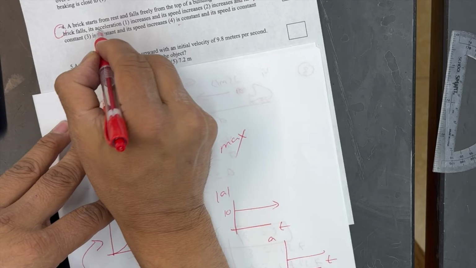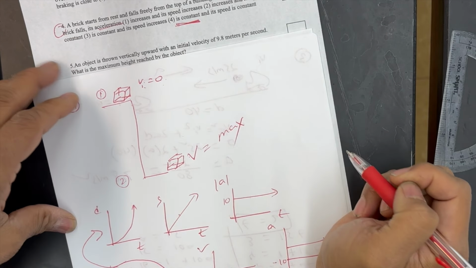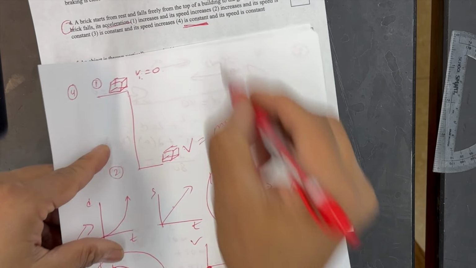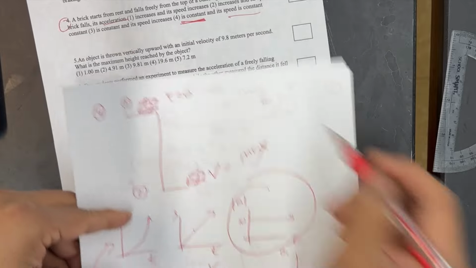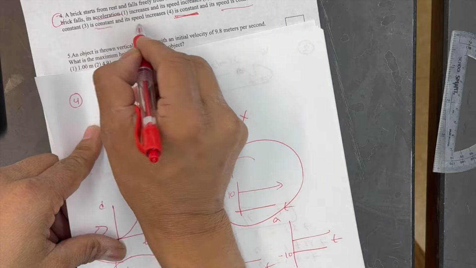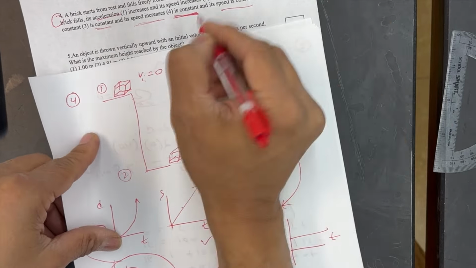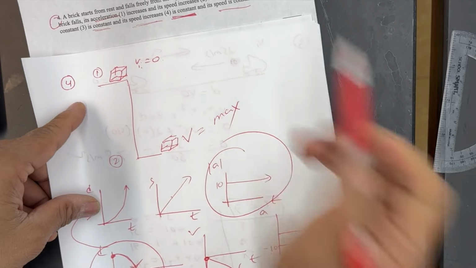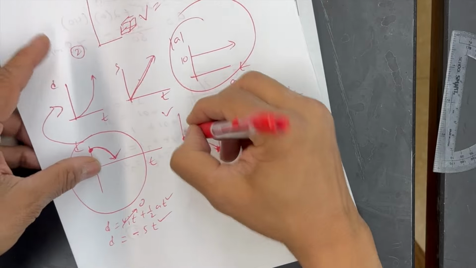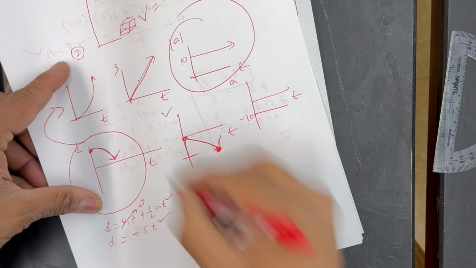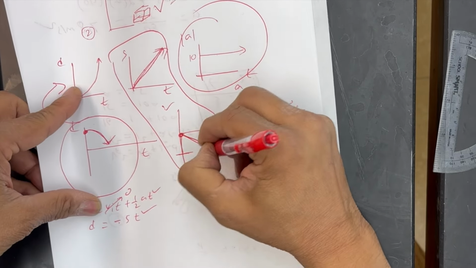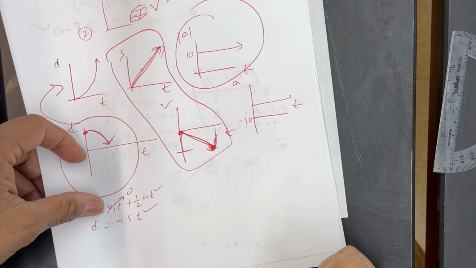The acceleration is constant. Is the acceleration constant? Yes, acceleration is constant. Speed is constant, yeah, speed. I'm sorry, the answer is 3. Acceleration is constant and speed is increasing. The speed is not constant, so speed is increasing. The magnitude of velocity is also increasing. So these two tell us the same story, the same thing: speed increasing, magnitude of velocity increasing.